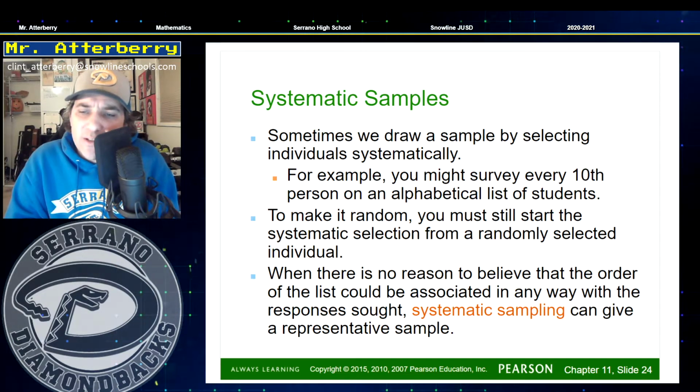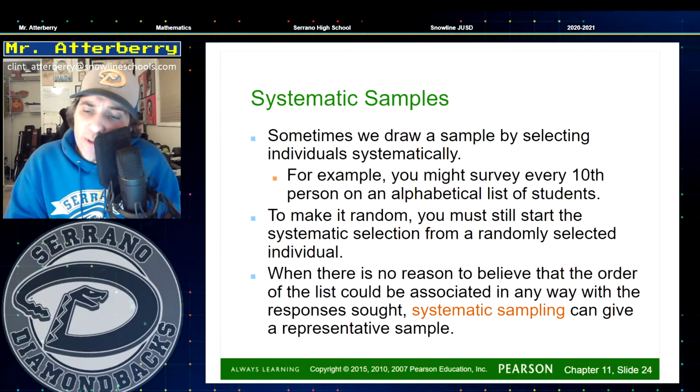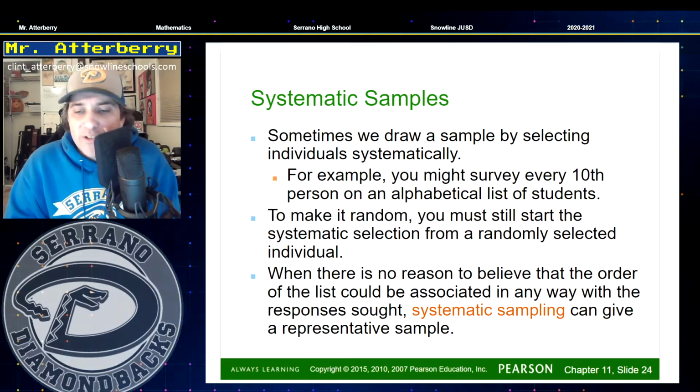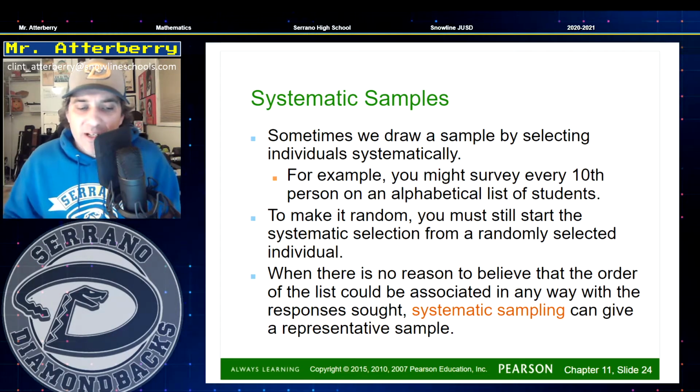To make it random, you must still start the systematic selection from a randomly selected individual. When there is no reason to believe that the order of the list could be associated in any way with the response sought, systematic sampling can give a representative sample.